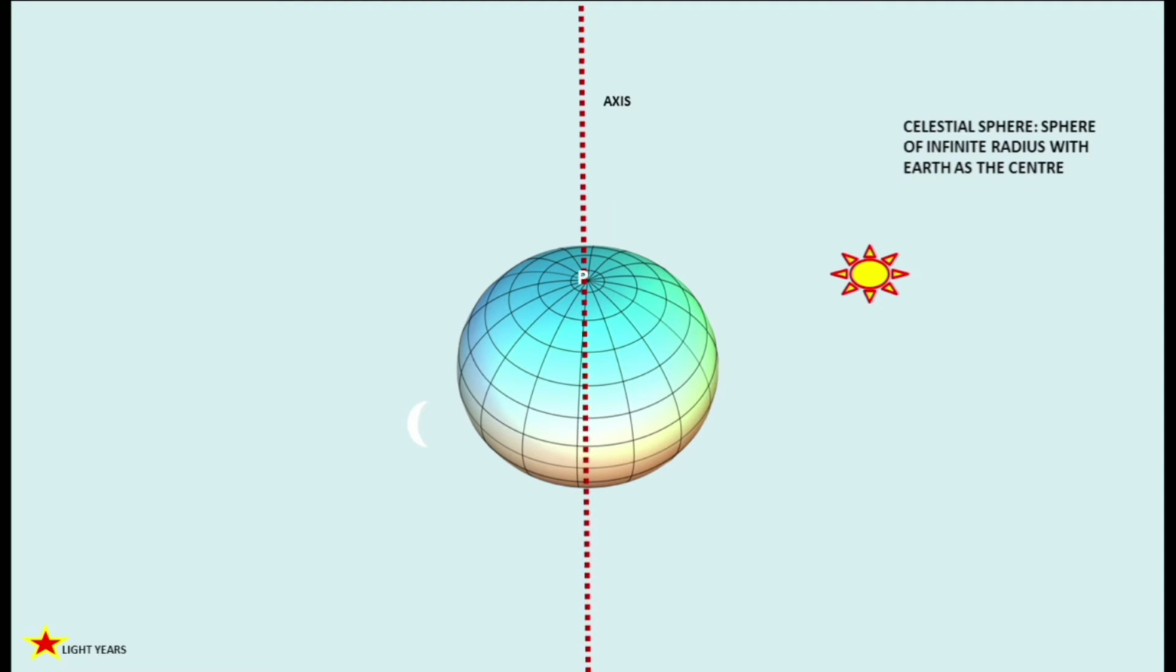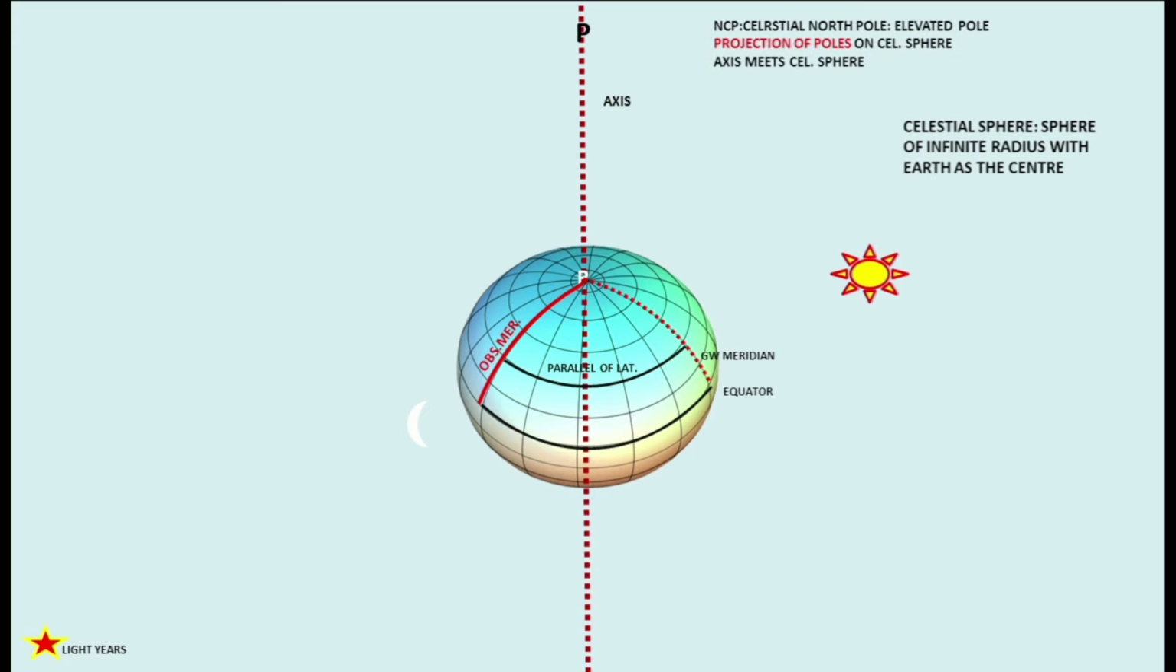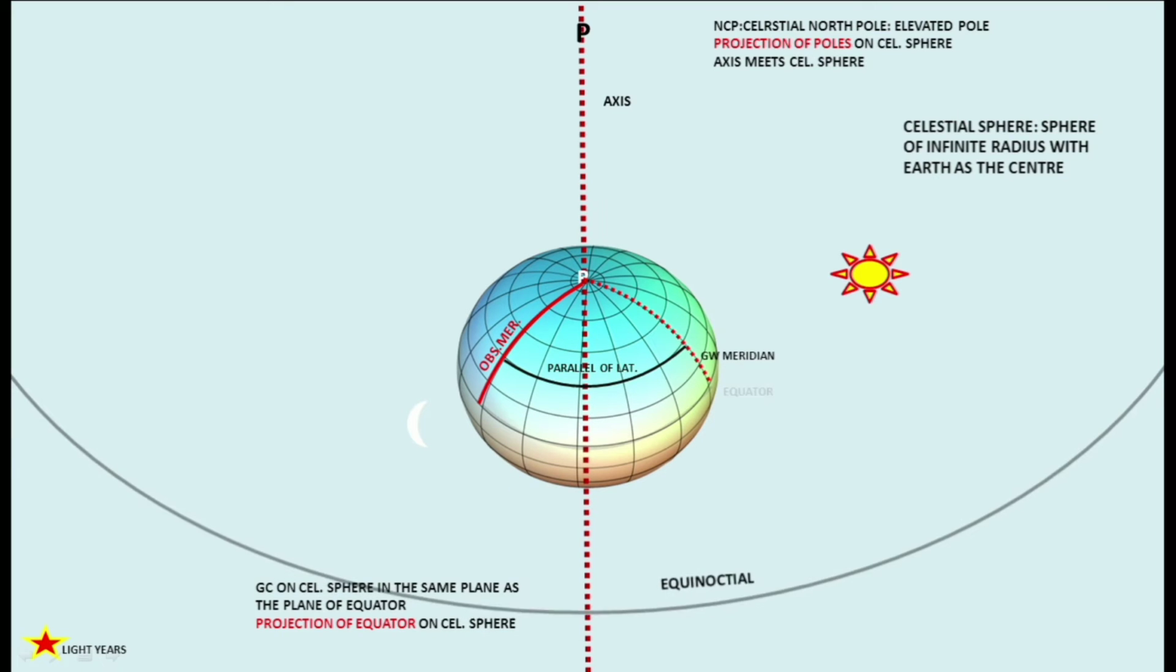On Earth, we had talked about the poles, the axis, the meridians, parallel of latitude, equator. Now, if we project them on the celestial sphere, where the axis would meet the celestial sphere are referred to as celestial poles. Here, what I'm showing you is the north celestial pole. The other side would be the south celestial pole. A great circle drawn on the celestial sphere in the same plane of the equator, we refer to it as equinoctial.